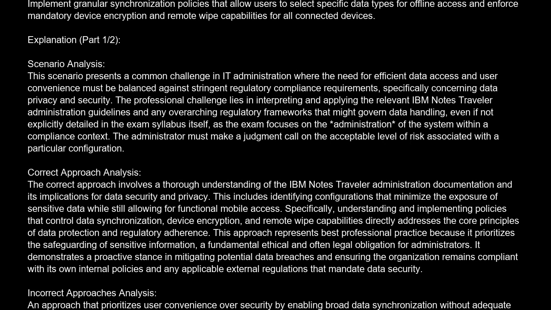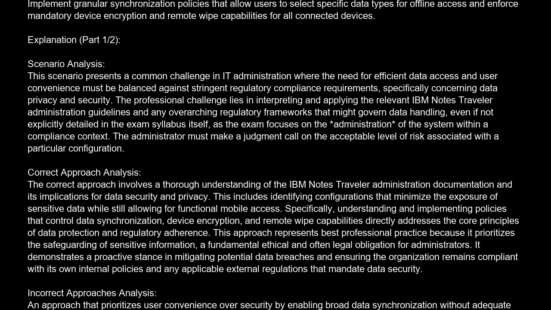The correct answer is D. Implement granular synchronization policies that allow users to select specific data types for offline access and enforce mandatory device encryption and remote wipe capabilities for all connected devices. Explanation. Scenario analysis. This scenario presents a common challenge in IT administration, where the need for efficient data access and user convenience must be balanced against stringent regulatory compliance requirements, specifically concerning data privacy and security.